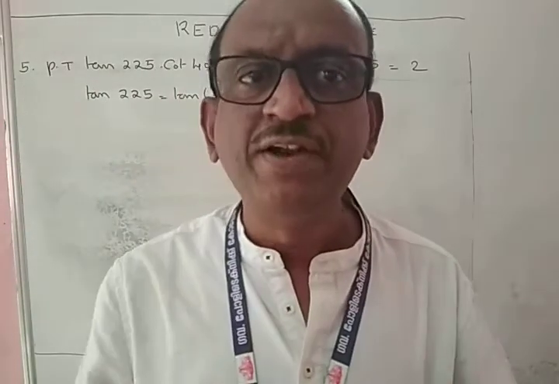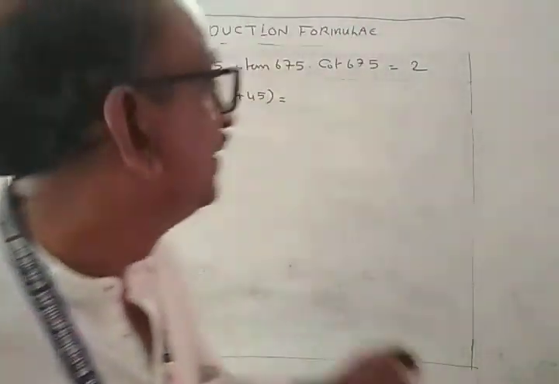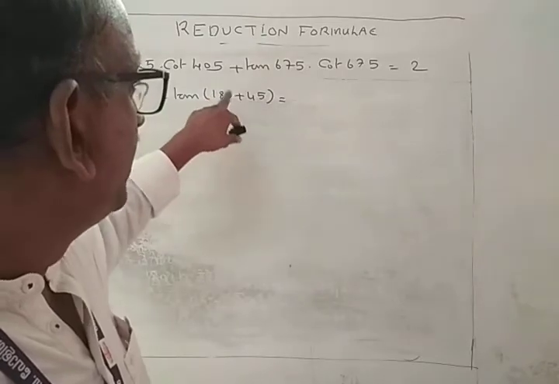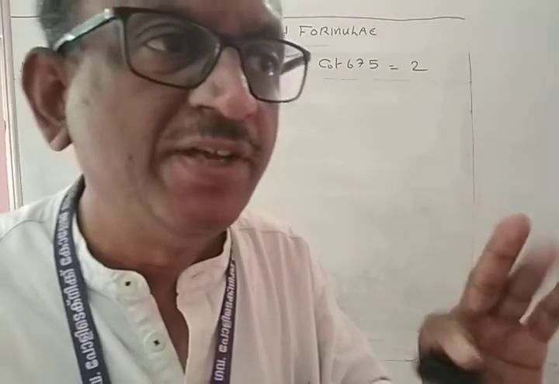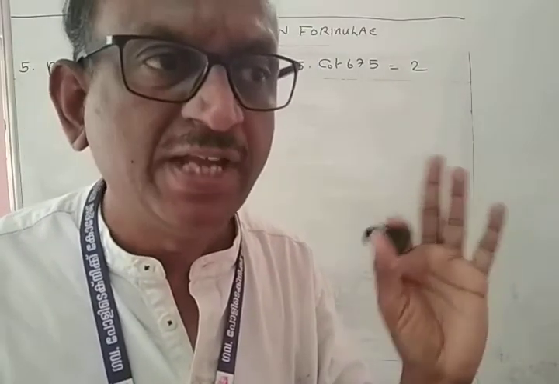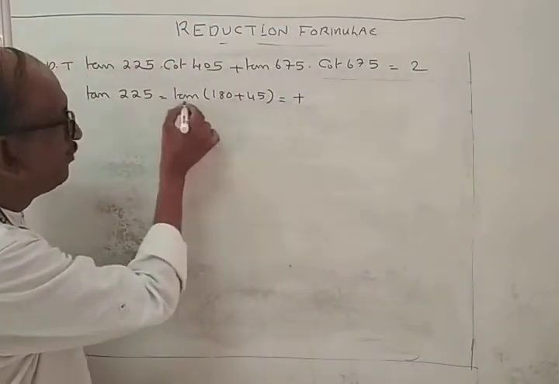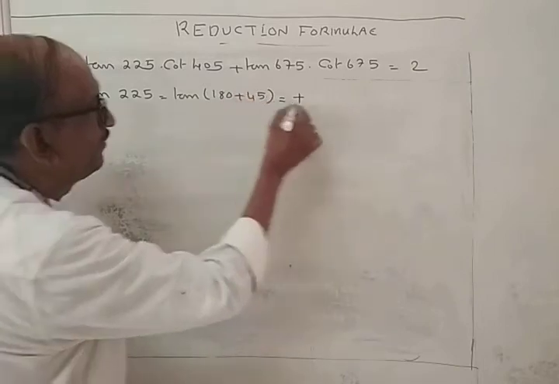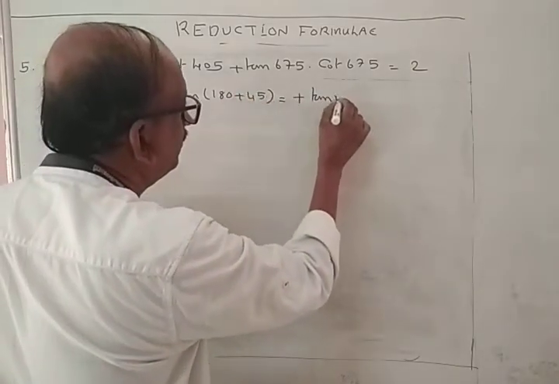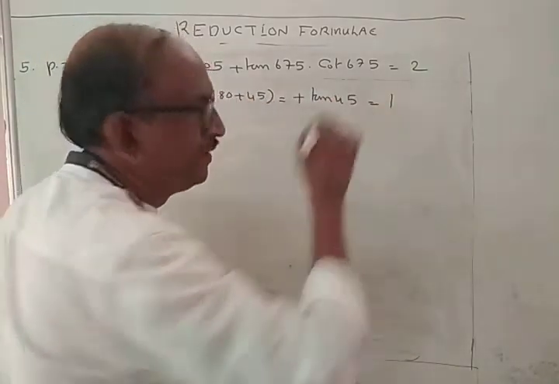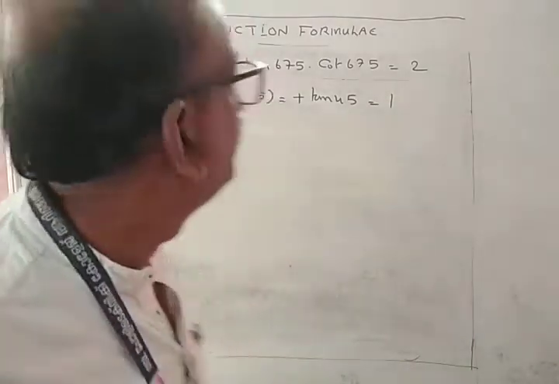225 is equal to 180 plus 45. Tan 180 plus 45. 180 plus 45 is in the third quadrant, therefore tan is positive. Here the angle is 180, therefore the answer is tan 45. We know that tan 45 is equal to 1.